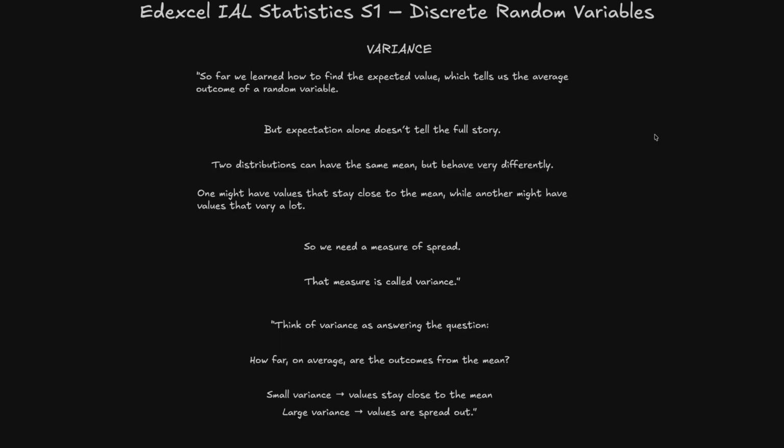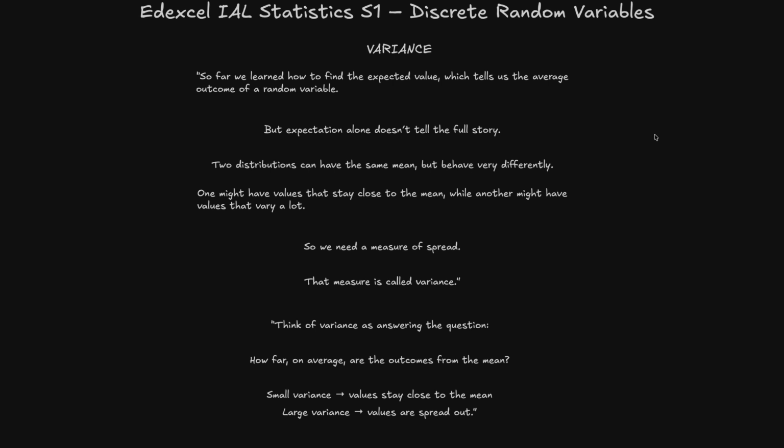The next part of today's lesson is variance. So far, we learned how to find the expected value, which tells us the average outcome of a random variable. But expectation alone doesn't tell the full story. Two distributions can have the same mean but behave very differently. One might have values that stay close to the mean, while another might have values that vary a lot. So we need a measure of spread. That measure is called variance.